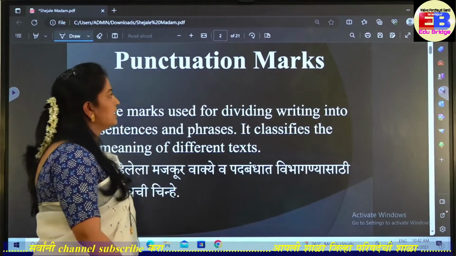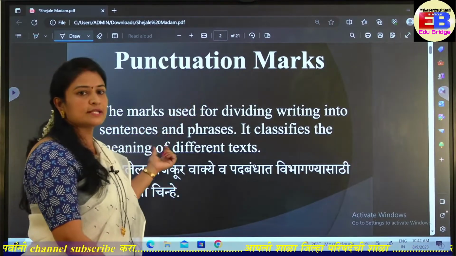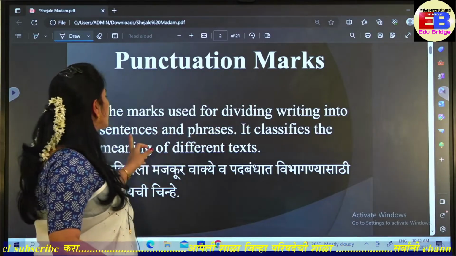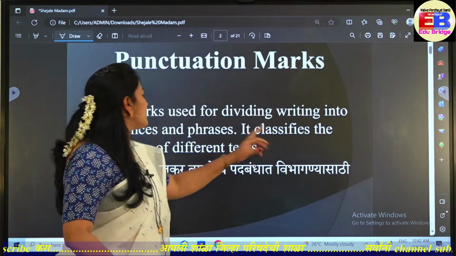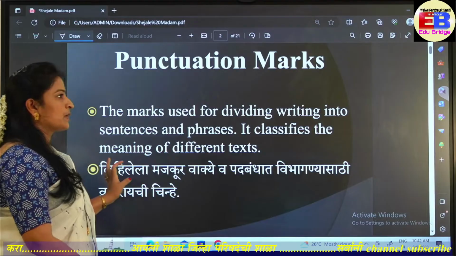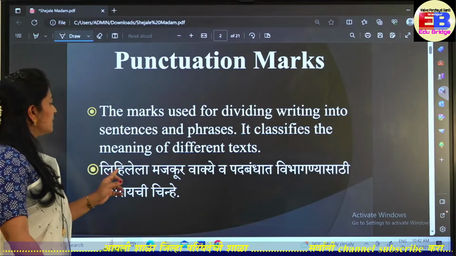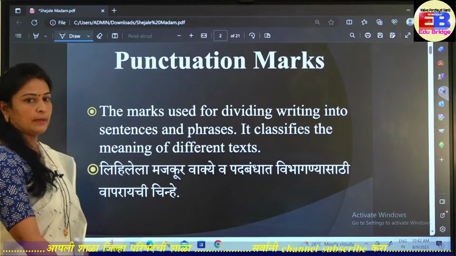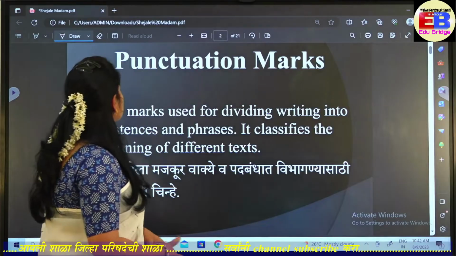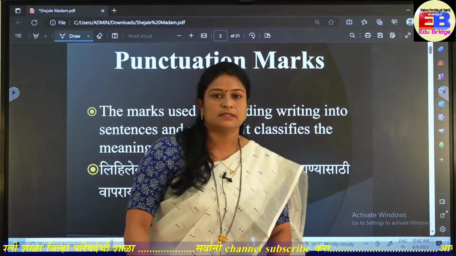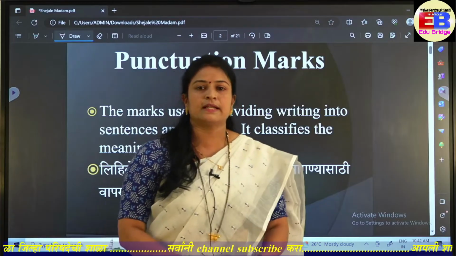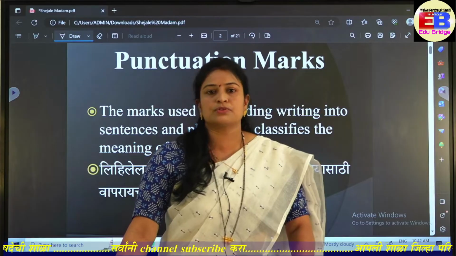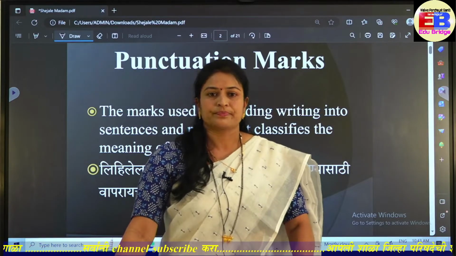Okay, the punctuation marks. What is the definition of punctuation marks? Here it is. The marks used for dividing writing into sentences and phrases. It clarifies the meaning of different text. The same definition is in Marathi. So the definition itself tells that whenever we write in any language, the paragraph or any questions, it carries punctuation marks. Without punctuation marks, the writing is not perfect.